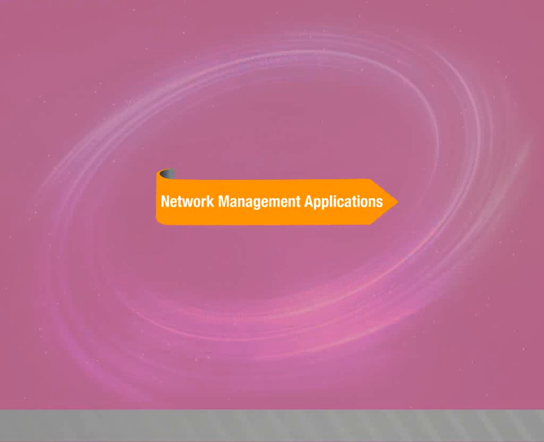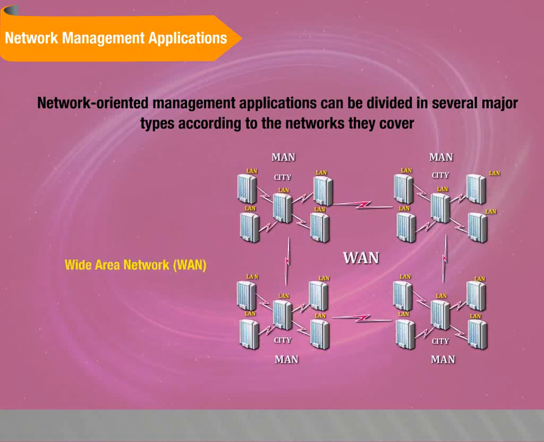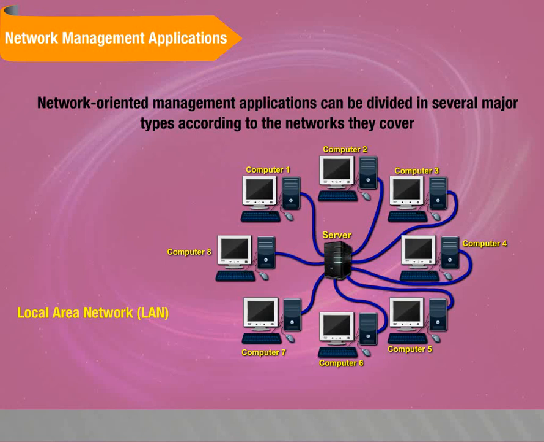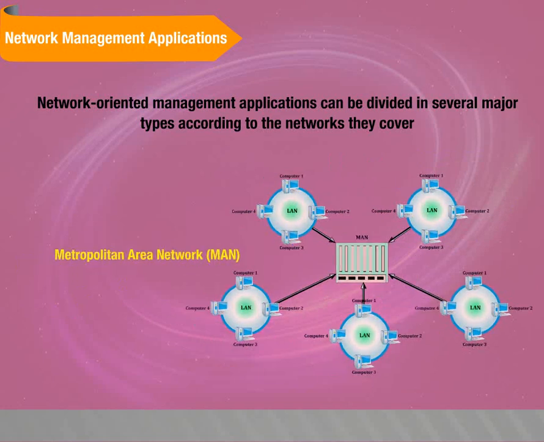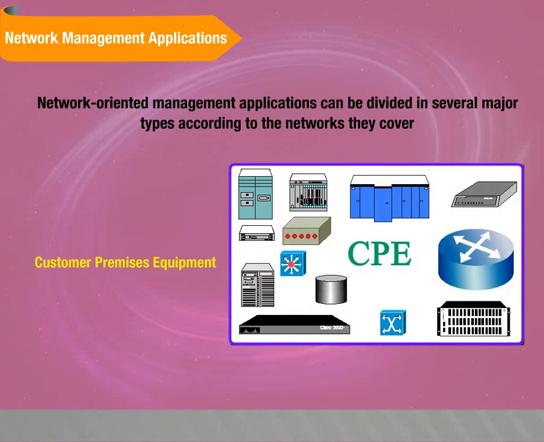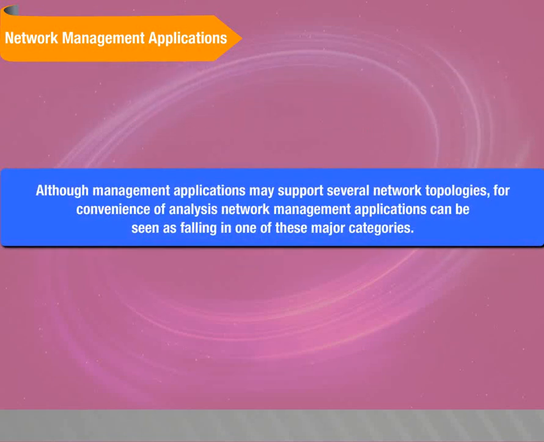Network management applications. Network-oriented management applications can be divided into several major types according to the networks they cover: Wide Area Network (WAN), Local Area Network (LAN), Metropolitan Area Network (MAN), Customer Premises Equipment. Although management applications may support several network topologies, for convenience of analysis, network management applications can be seen as falling in one of these major categories.